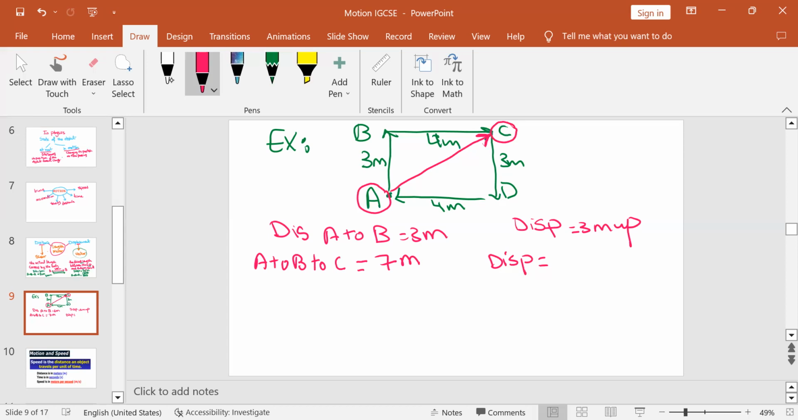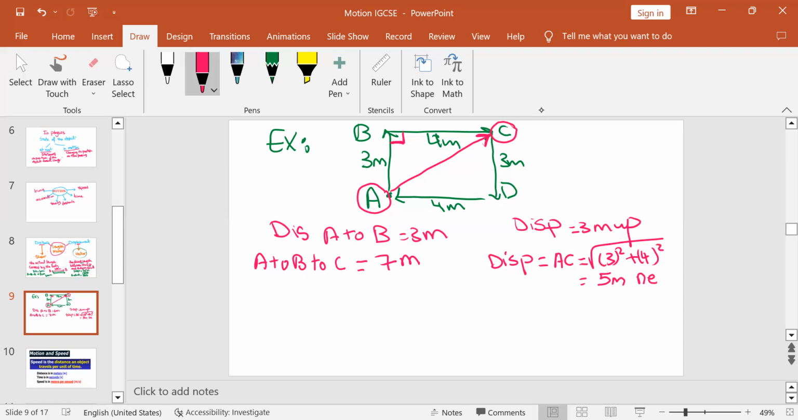And here we have a right angle. So what do you think AC will be? We should find the length of the hypotenuse. Okay, so AC equals the square root of 3 squared plus 4 squared, right? The answer will be 5 meters. And for the direction, it will be northeast.